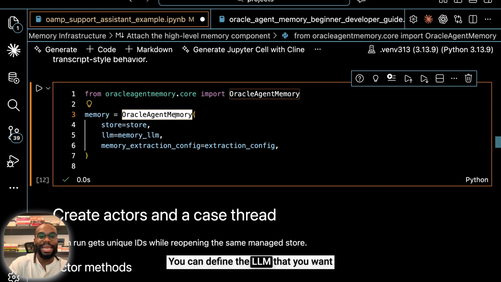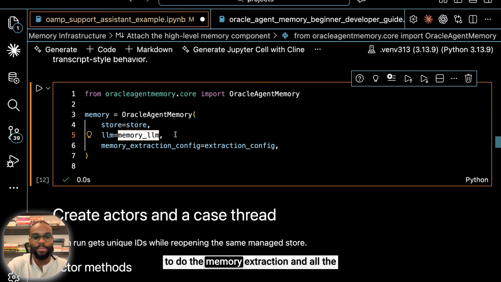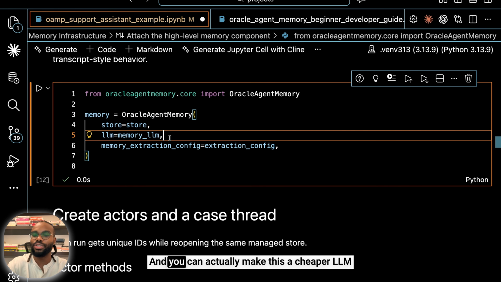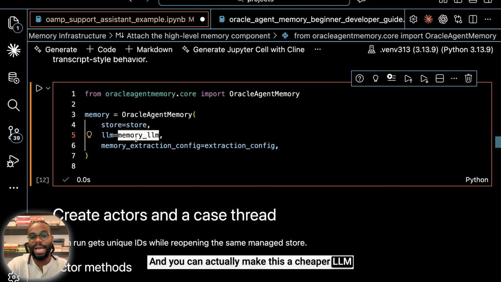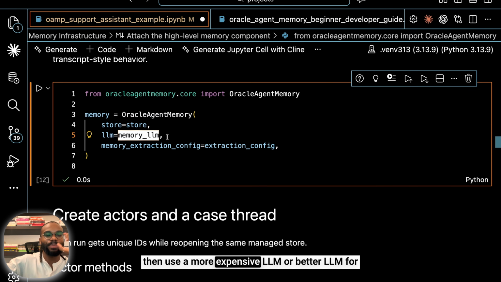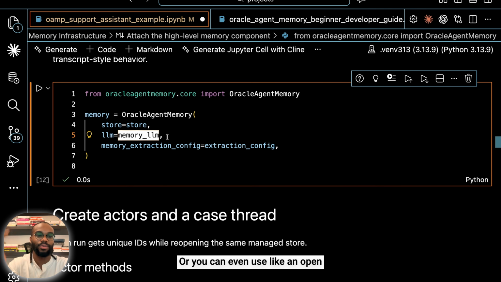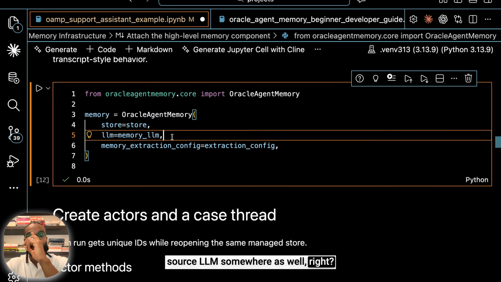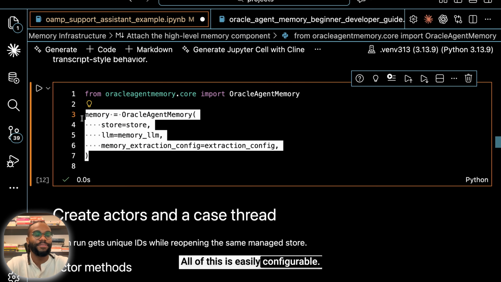You can define the LLM that you want to do the memory extraction and all the consolidation, all the good stuff. And you can actually make this a cheaper LLM for those of you that are very cost conscious, and then use a more expensive LLM or better LLM for the actual interaction with the user, or vice versa. Or you can even use like an open source LLM somewhere as well, right? All of this is easily configurable.